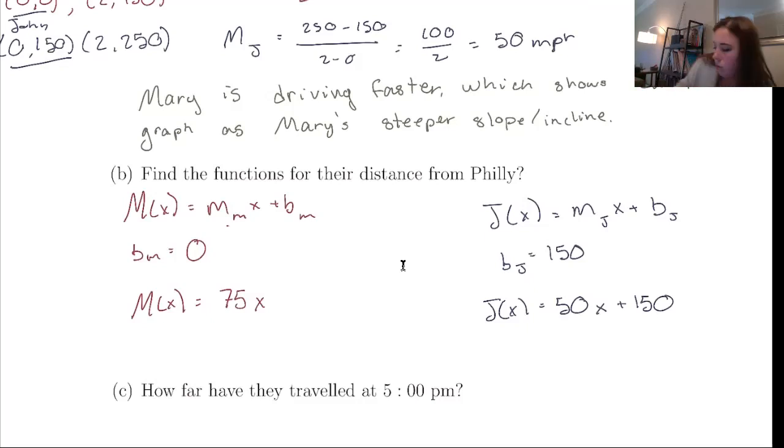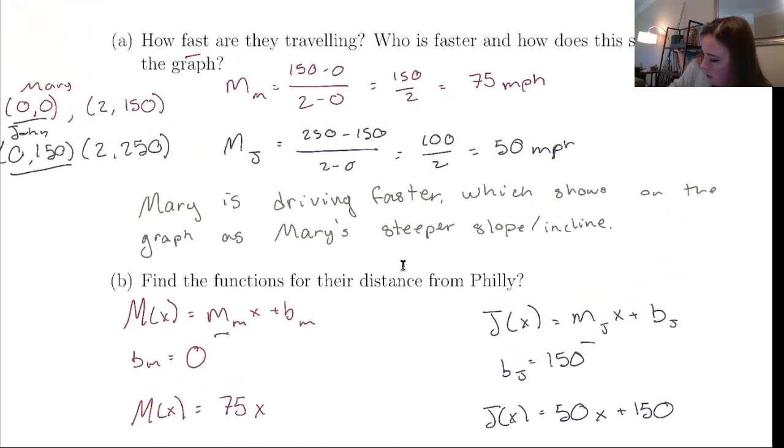Remember, we're grabbing our slopes from part A. We already found those. Average speed is also the same as average rate of change, just a special case when we're talking about distance and time. And that's already going to be what we found earlier, our slopes. So we just need to find our intercepts.